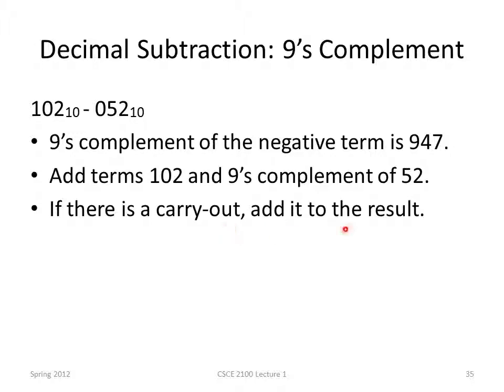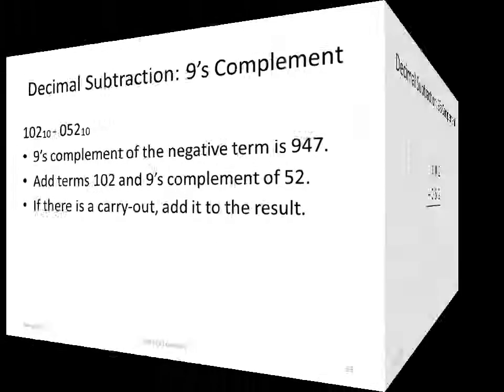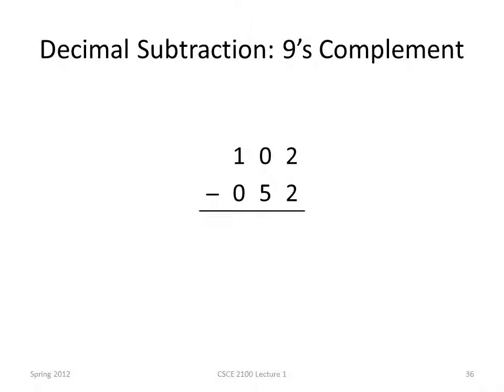You add 102 then to the 9's complement of that. If there's a carry out, add it to the result, like before. So let's try it. 102 minus 52 becomes, taking the 9's complement, 102 plus 947.